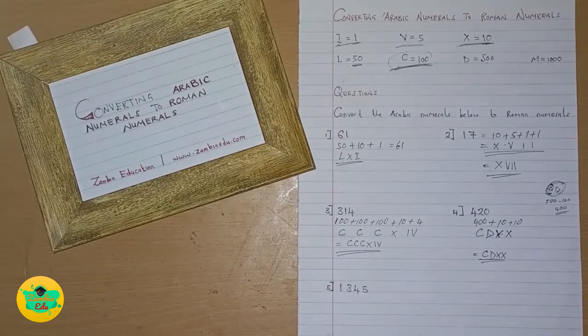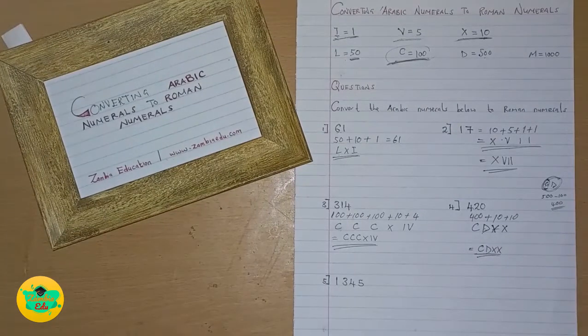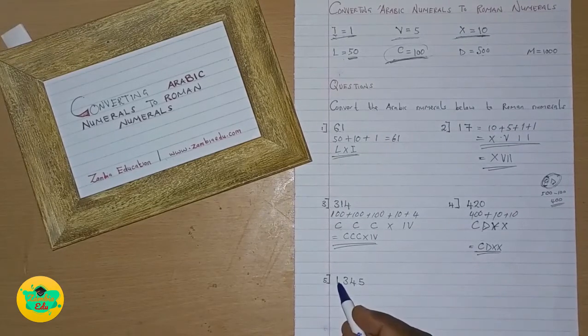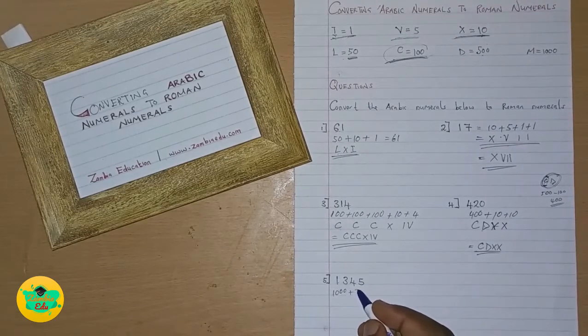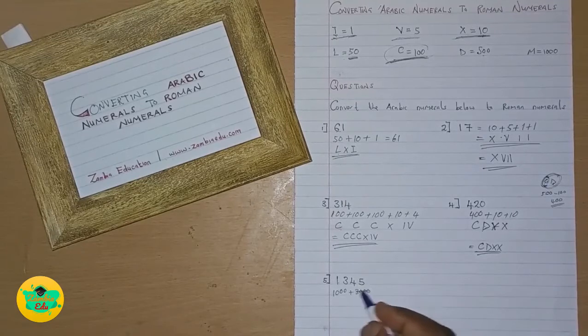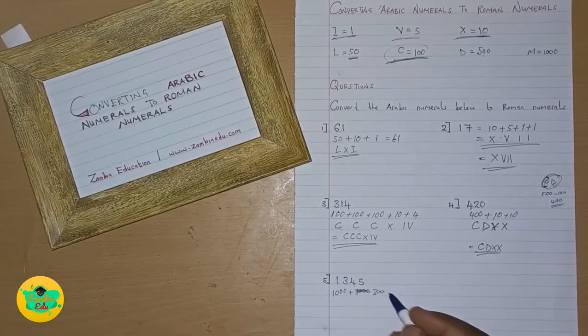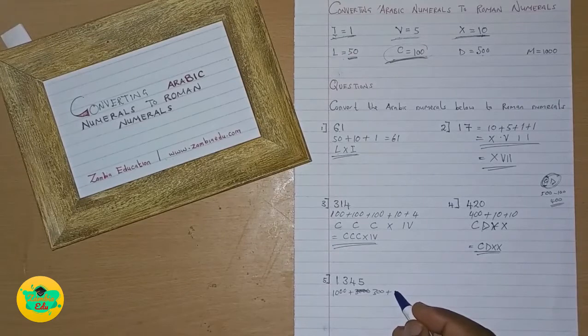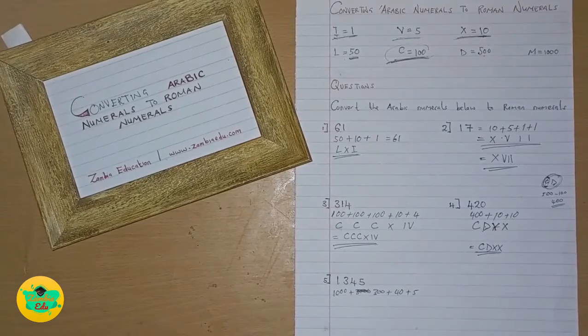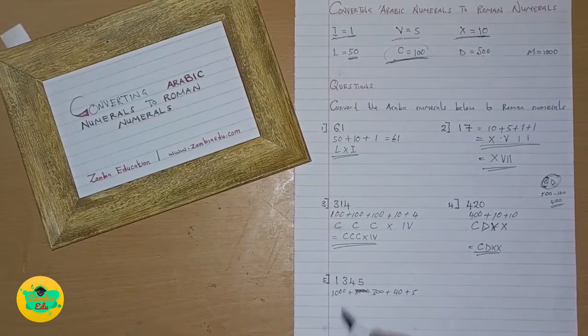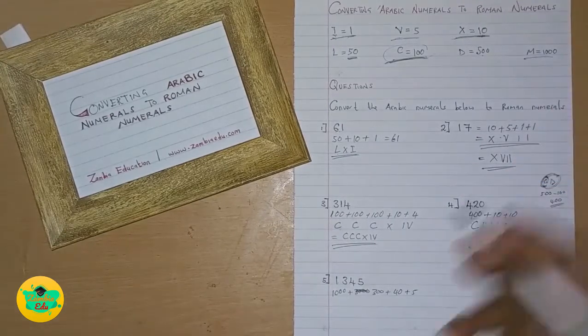Lastly, let's wrap it up with question number 5. Question number 5 says, convert 1345 to Roman numerals. Okay, so we can see 1000. So we need to add 1000 to 300, and then we need 40. Then we need a 5. So what is 1000? 1000 is M there.